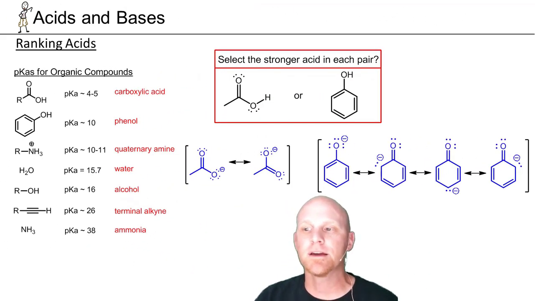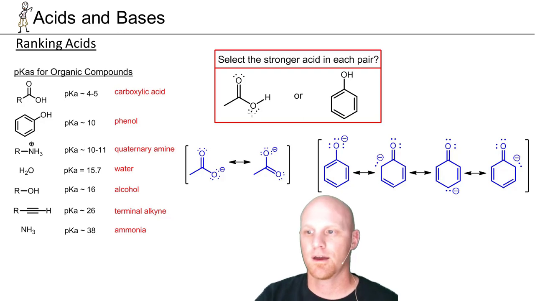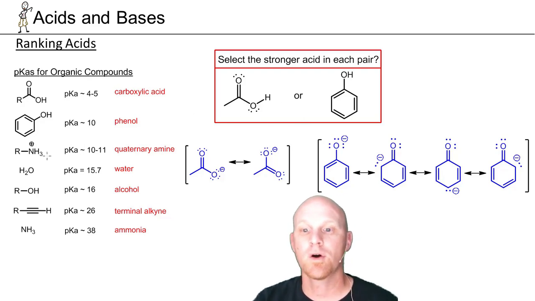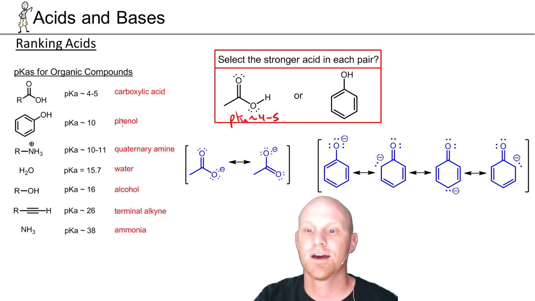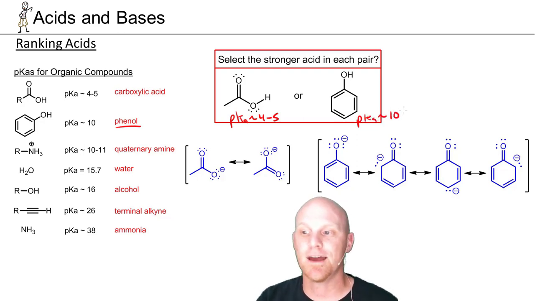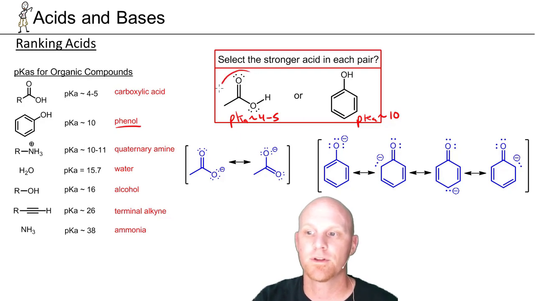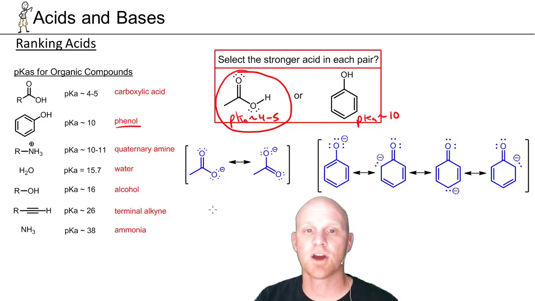So let's take a look at yet another comparison here. If we look at these two, and again, they are both on our list here. The first one here is a carboxylic acid, so its pKa is in the 4 to 5 range. And the second one here is going to be a phenol. In fact, it's just plain old phenol, and so its pKa is around 10. And right off the bat, we can say, oh, the lower pKa, that's our stronger acid, and we wouldn't have needed to use the REO mnemonic.